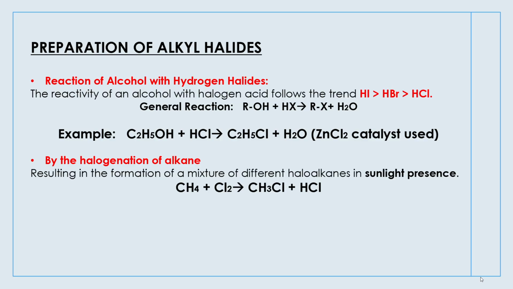For the halogenation of alkane, halogenation means addition of halogen. You have to keep in mind that whenever halogenation occurs, it always occurs in the presence of sunlight or UV rays. Methane reacts with chlorine, that is chlorination. It forms methyl chloride and hydrochloric acid.